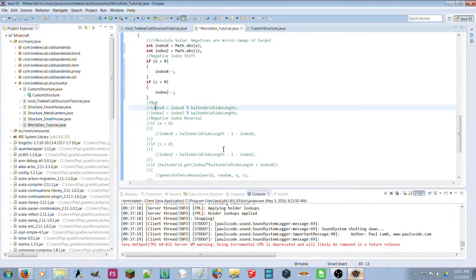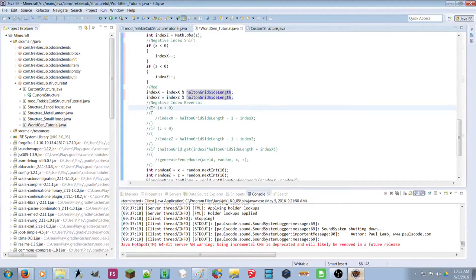One step I forgot to mention, because it wasn't all that important at the time, is now that you've shifted your indices, you need to make sure that any chunk numbers that are larger than 1,000 are truncated down to where they are less than 1,000, or maybe not truncated, but you're going to do index x mod grid side length. That will make sure that any numbers at or greater than 1,000, even after these two, are going to wrap around to 0, 1, 2. That way you have a grid of fixed length that you tile across the map no matter what direction you're going in. You do the same thing with index z.